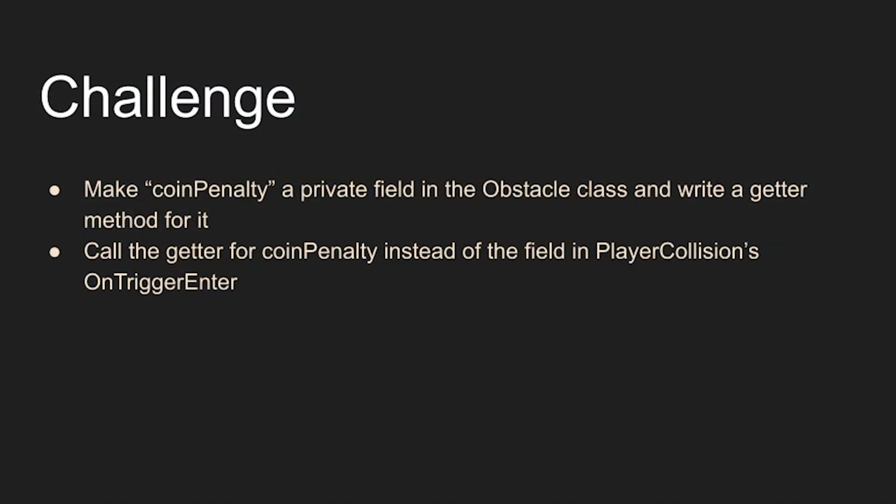So your challenge for this video is to go into the obstacle class and make coin penalty a private field and write a getter for it, write a getter method. And then call the getter instead of the field in the player collision's on trigger enter. So just like we did with the coin, make sure you can read coin penalty without being able to write to it. So I will let you pause the video and give this challenge a try.